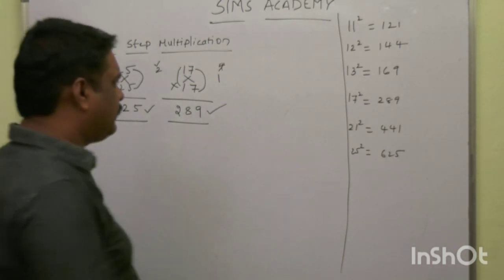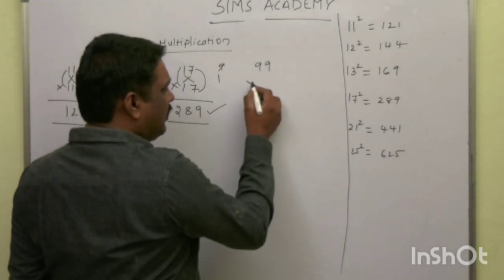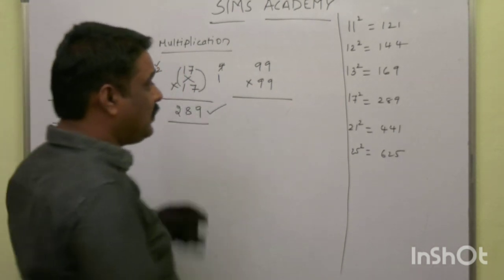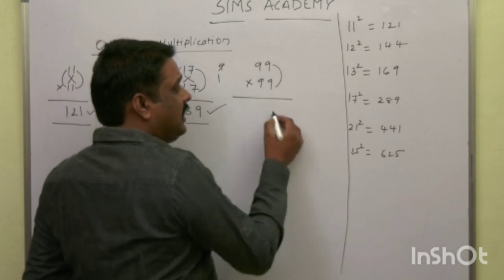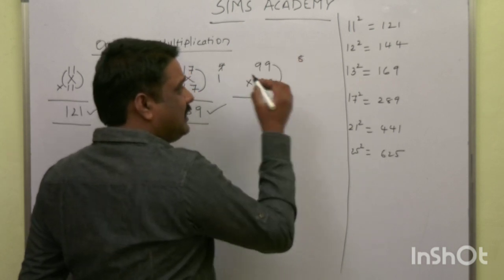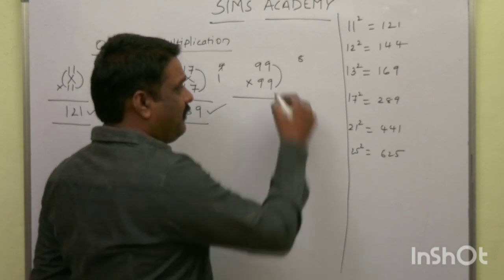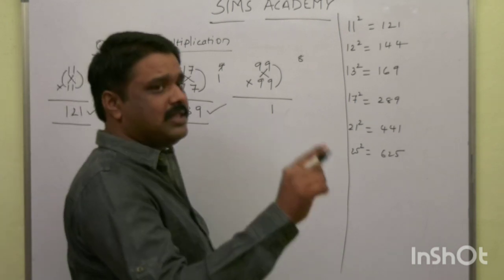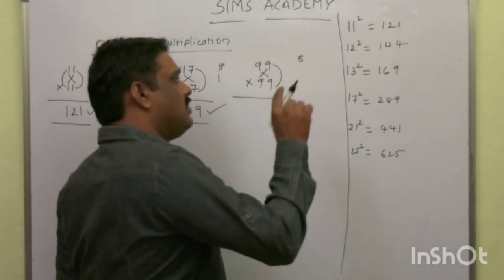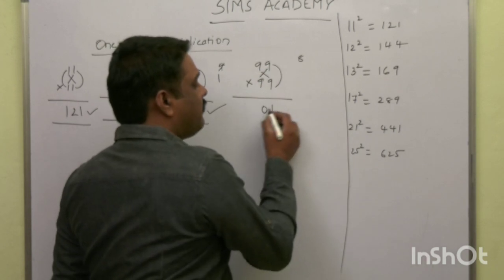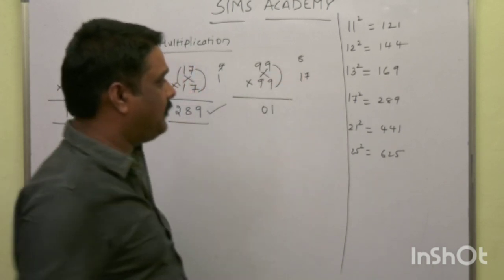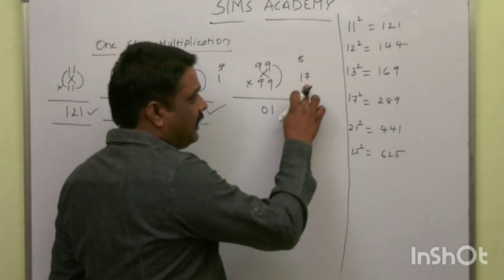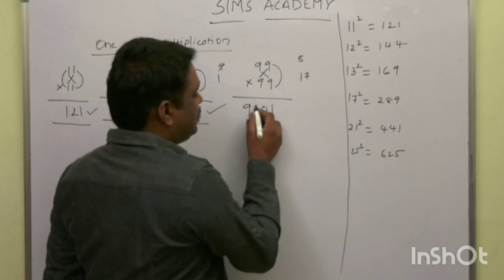You can go with any number. 99 square. 99 into 99. 9 9s first, 81, 1 aside. Criss-cross: 9 9s, 81, plus 9 9s, 81. 81 plus 81 is 162, plus 8, it is 170, 0 written, 17 aside. Now 9 9s, 81, 81 plus 17, 98. So it is 9801.